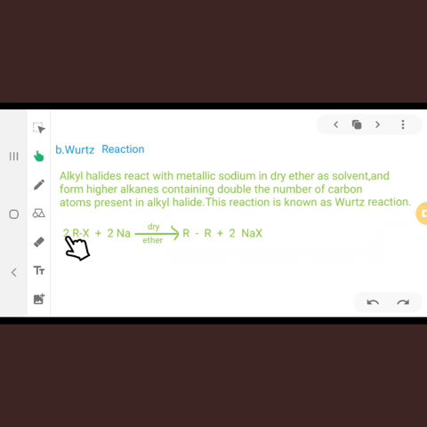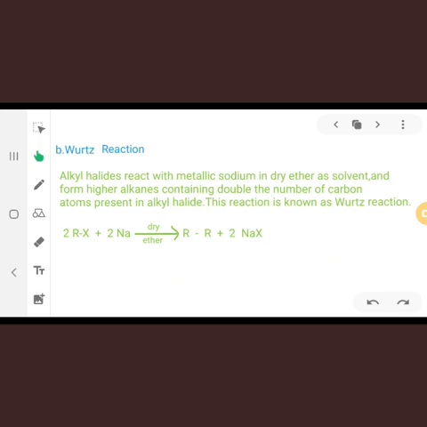So see here, 2 molecules of alkyl halide plus 2 atoms of sodium in presence of dry ether. Okay, now what happened over here? The bond between the alkyl group and halogen is broken and a new bond is formed between the R groups. 2 molecules are there, meaning 2 alkyl groups are there. So a new bond is formed between the 2 alkyl groups, like R-R. So this is the higher alkane. Okay, and then these 2 atoms of sodium combine with 2 atoms of halogen. So 2NaX is formed, sodium halide.